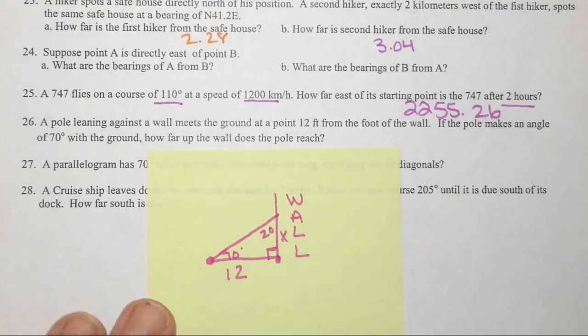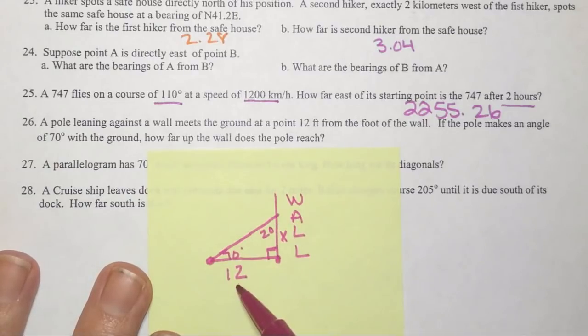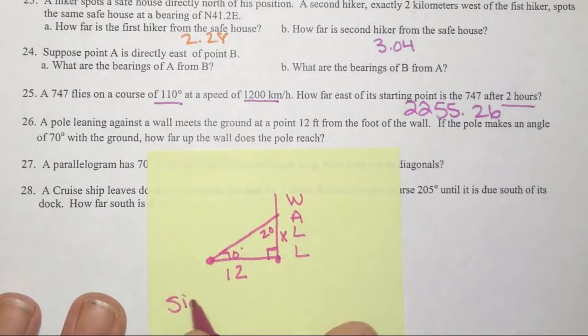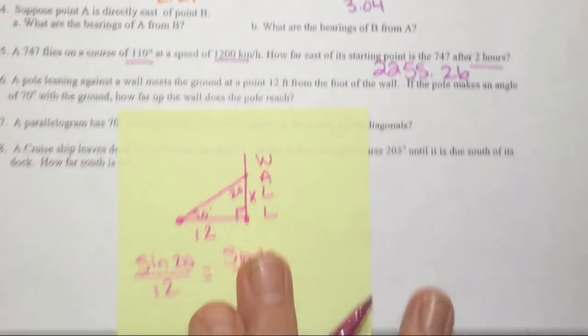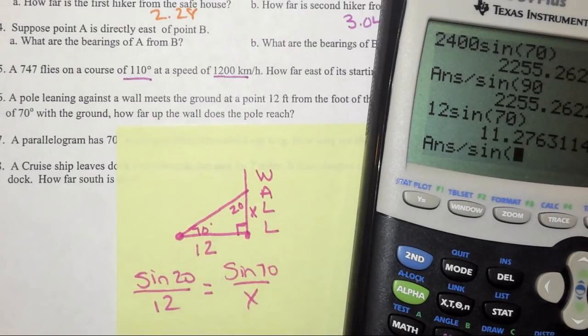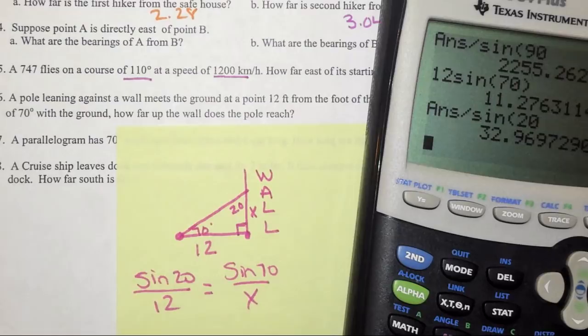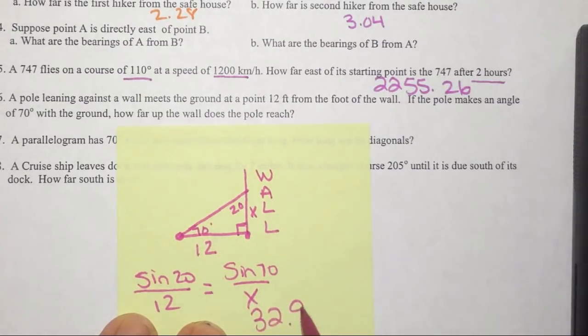And they want to know how far up the wall the pole reaches. So they want this. Again, I've got a law of sines, nice and easy. So I have angle 20, opposite side 12. So sine of 20 over 12 is equal to, I want x and its opposite 70. We're going to multiply these two and divide by sine of 20. So 12 times sine of 70 divided by sine of 20. And we get 32.97.